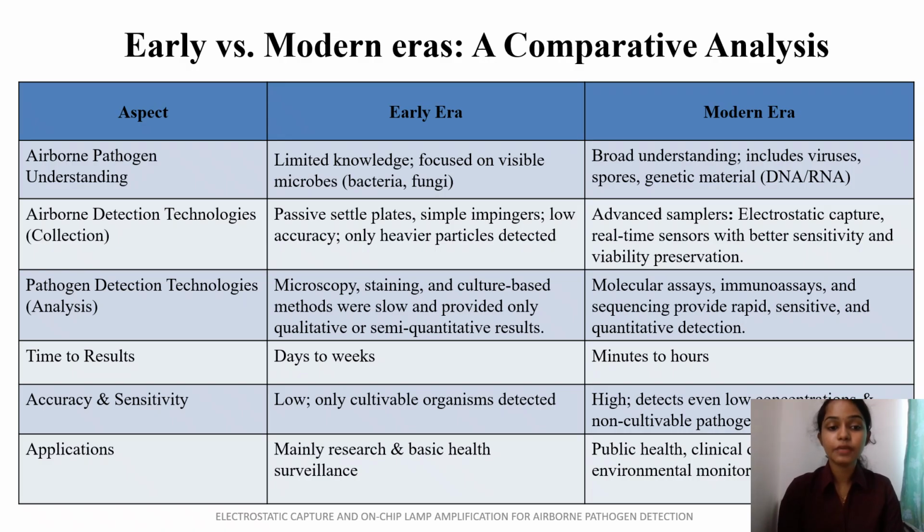Accuracy and sensitivity. Accuracy was lower in the early era, as only collectible organisms were detected, whereas in the modern era, accuracy and sensitivity are high, as it detects even low concentration and non-collectible pathogens. Applications: mainly research and basic health surveillance in the early era. In the modern era, the main application is in public health and environmental monitoring, etc.